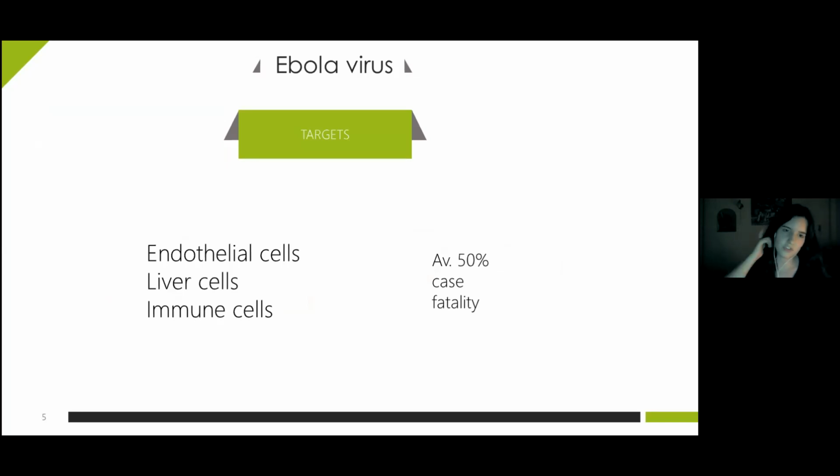After the infection, the virus targets primarily liver cells, endothelial cells, or immune cells such as macrophages. And the attack on endothelial cells and the infection and the consequent breakdown of the endothelial cells which line the interior of blood vessels is the thing that ultimately causes the hemorrhagic fever that is the Ebola virus disease. And this disease, which is a very serious and often lethal disease, has an average of 50% case fatality.